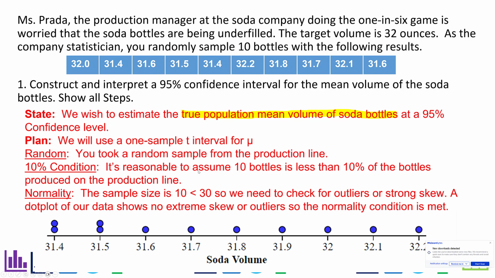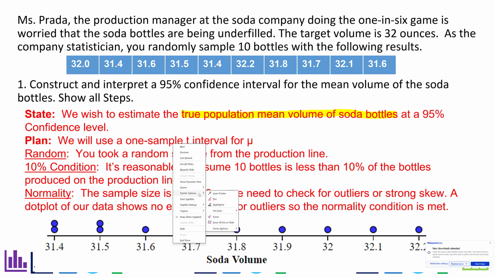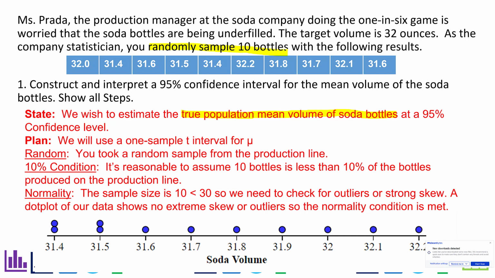All right. What method are we going to use? We're going to use a one sample t interval for mu, or the mean. And I should define mu as that true population mean volume of soda bottles. You took, we said you took a random sample from the production line. So we're fine. You randomly sampled 10 bottles. There it is. Let me go ahead and get my highlighter. So don't say assume if it says you did it. Randomly sample 10 bottles. So we did.